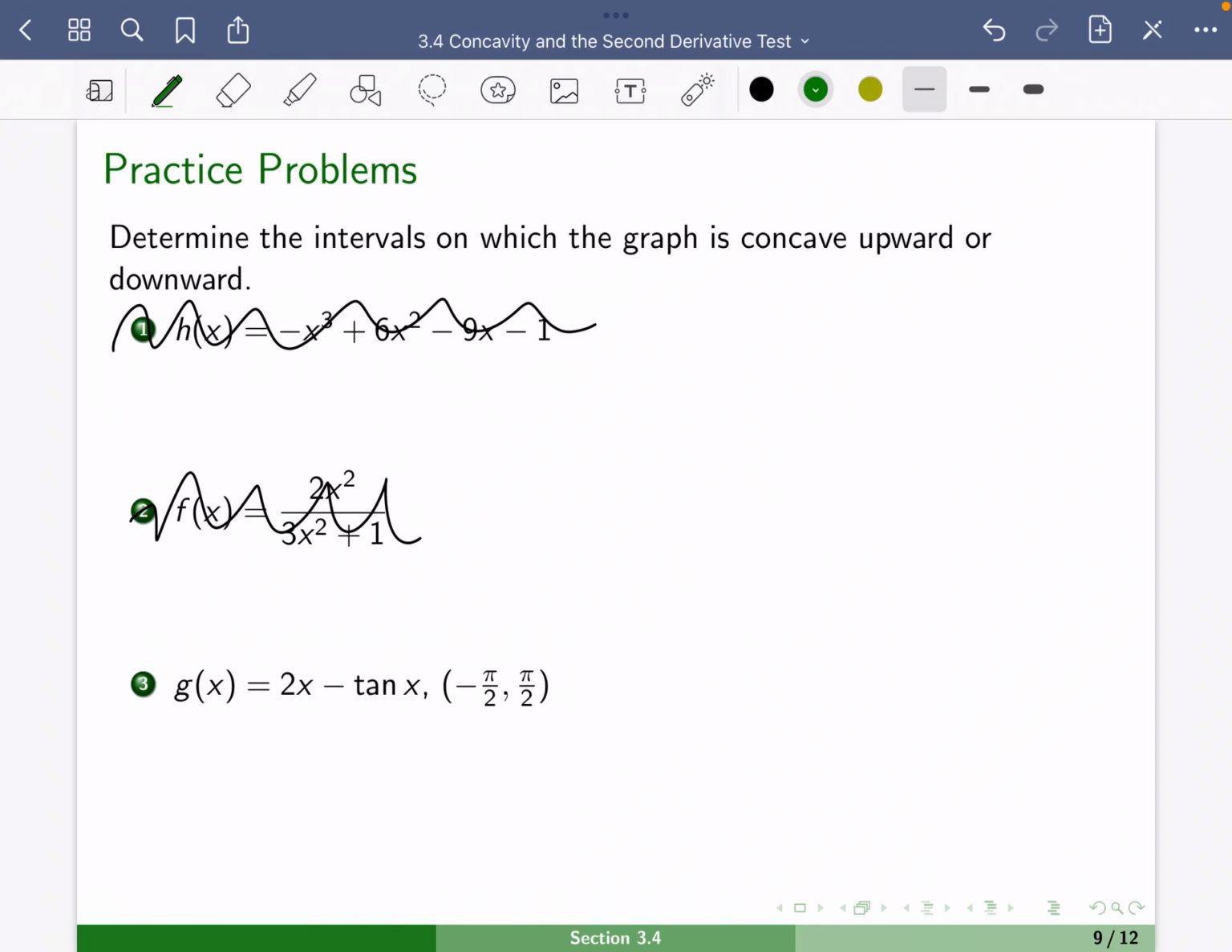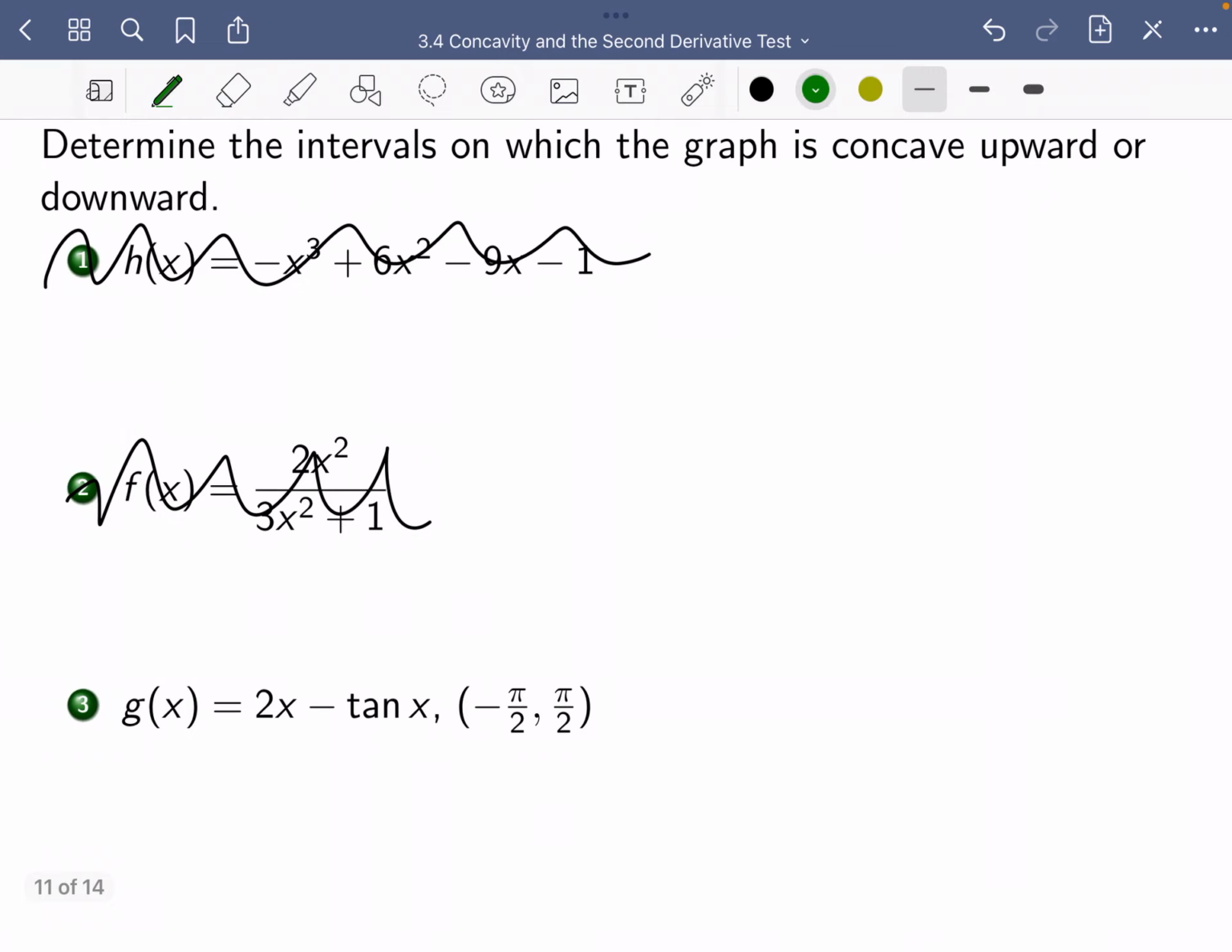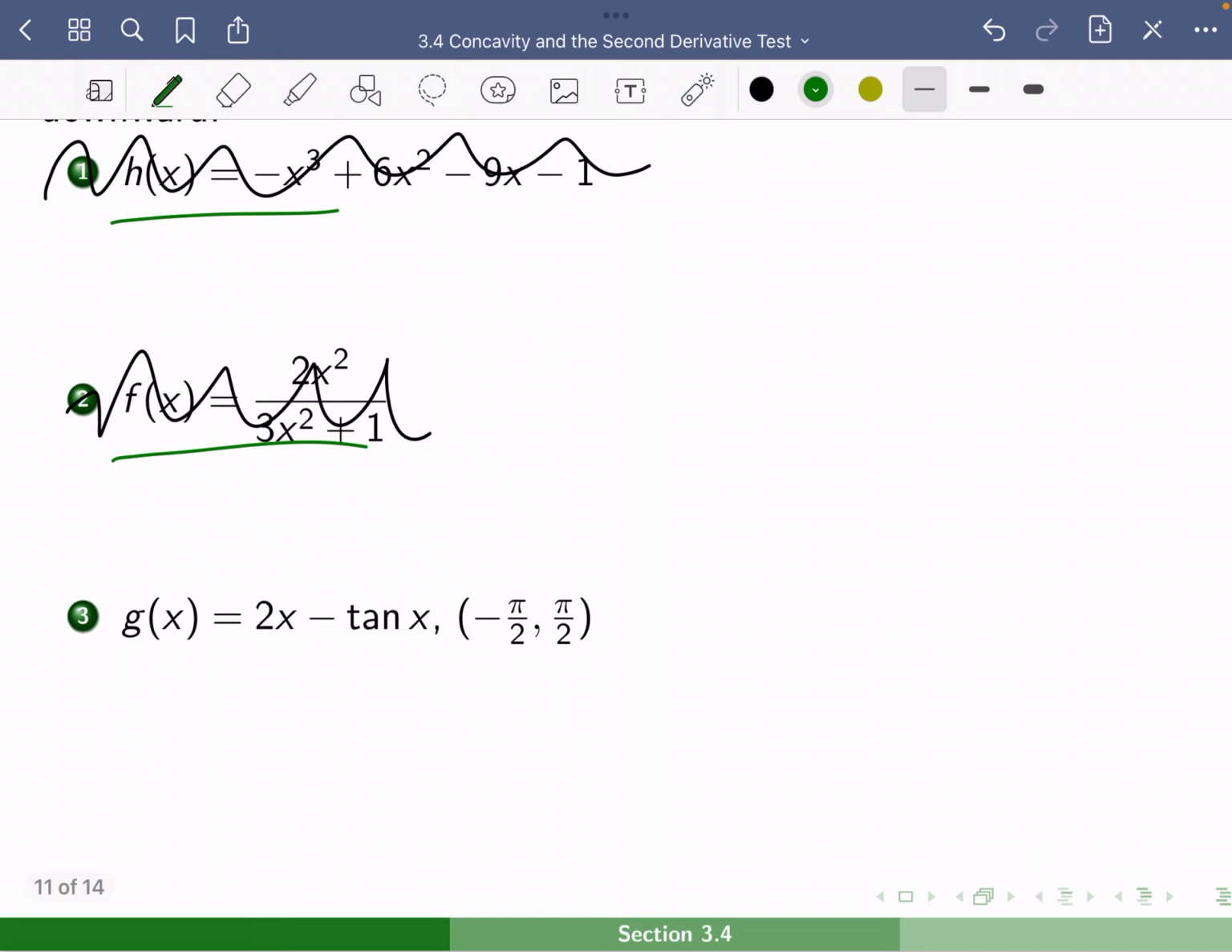In this video, we are going to take a look at an example where we are going to try to determine the concavity of a function. And the function that we are going to look at is going to involve some trig functions. In our previous video, we looked at our two examples above here that I've crossed out. You can look back at our last video and see those. But let's look at this function, g of x equals 2x minus tangent of x.